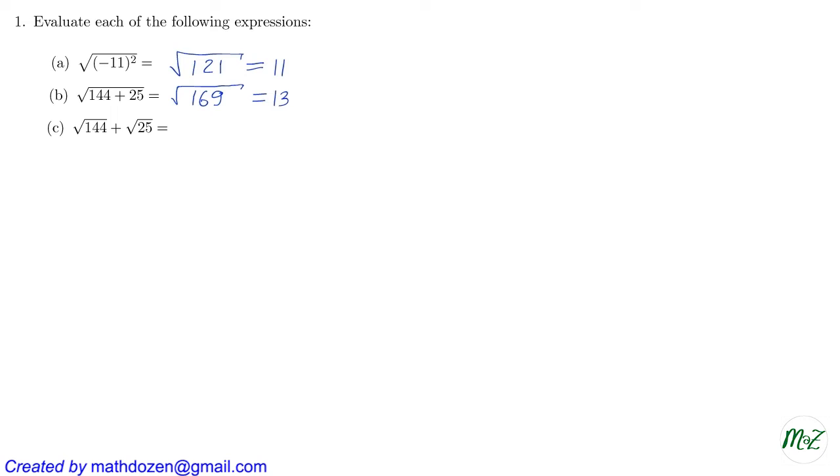Then in part C we have the square root of 144 plus the square root of 25. Here we can do each square root individually. We get 12 for the first and 5 for the second, so we add them up and get 17.